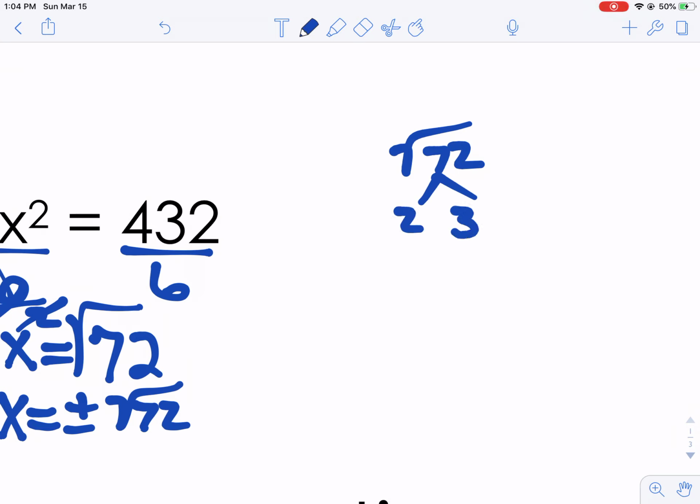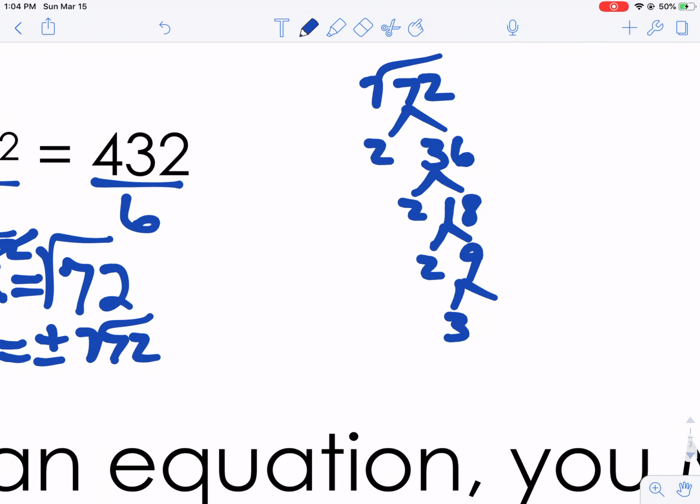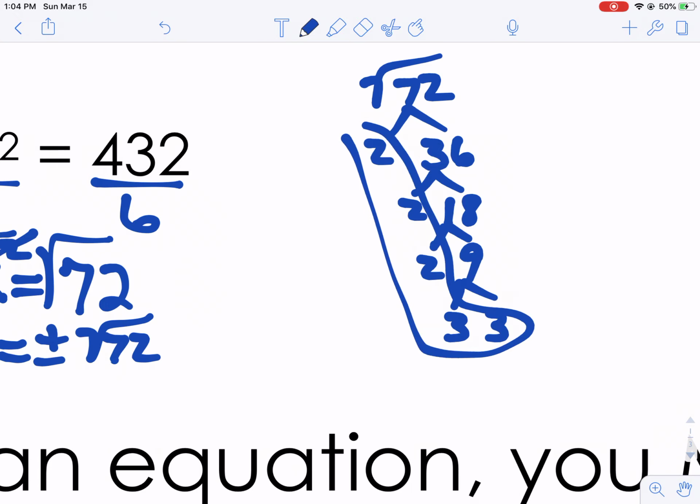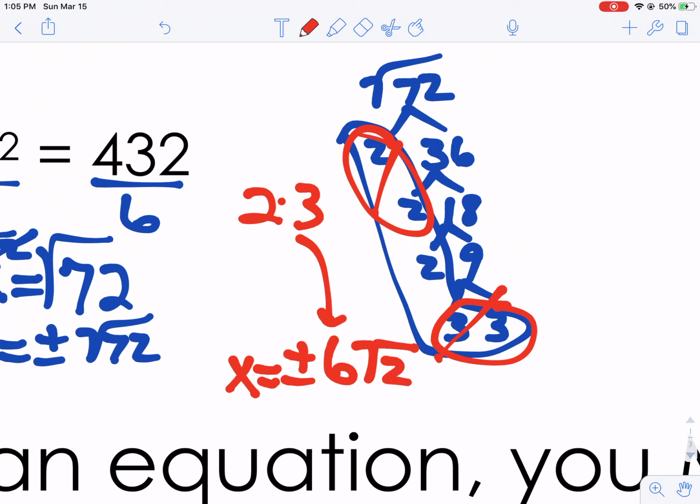So 2 times 36, 2 times 18, 2 times 9. 2 doesn't go into 9, but 3 does, so 3 times 3. Hockey stick. Groups of 2. There's a group of 2s. Here's a group of 3s. So I'm going to have a 2 come out. I'm going to have a 3 come out. They get multiplied. So x equals, my positive negative comes first. 2 times 3 makes 6. Square root, the only dude in my hockey stick I didn't cross off was that 2. So my two answers are positive and negative 6 root 2.